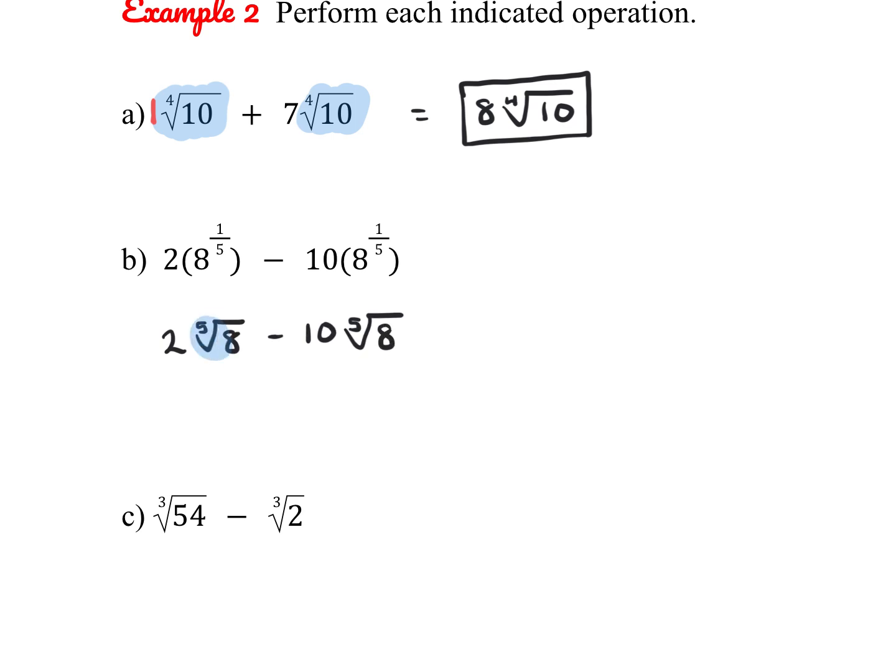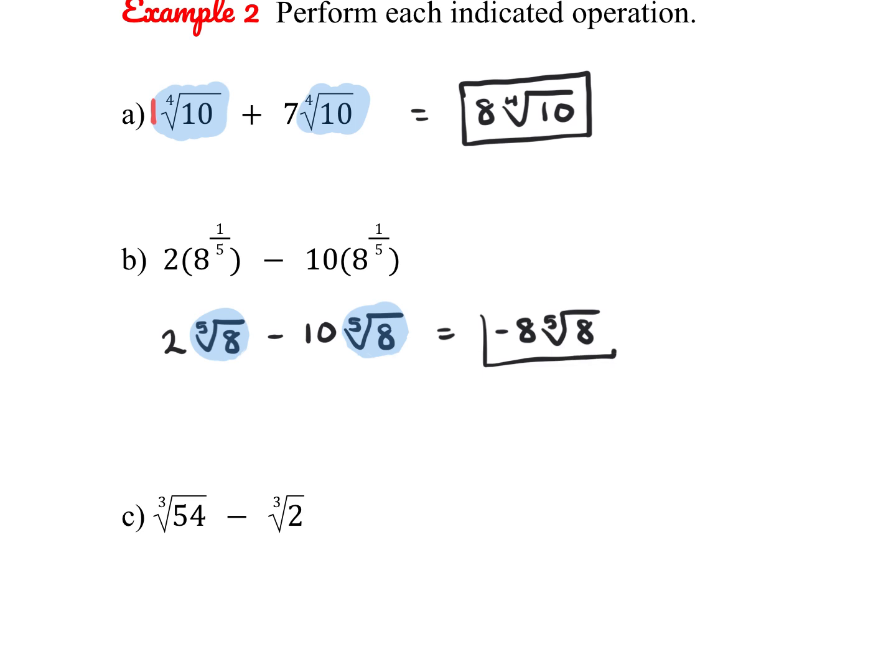So here we have 2 radicals that have the same index and radicand. They're both the 5th root of 8. So I'm simply going to subtract their coefficients. 2 minus 10 is negative 8. So we have negative 8 times the 5th root of 8.